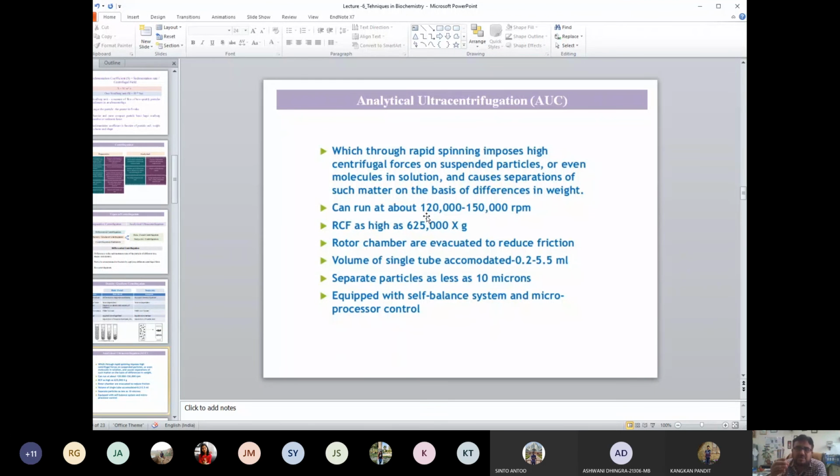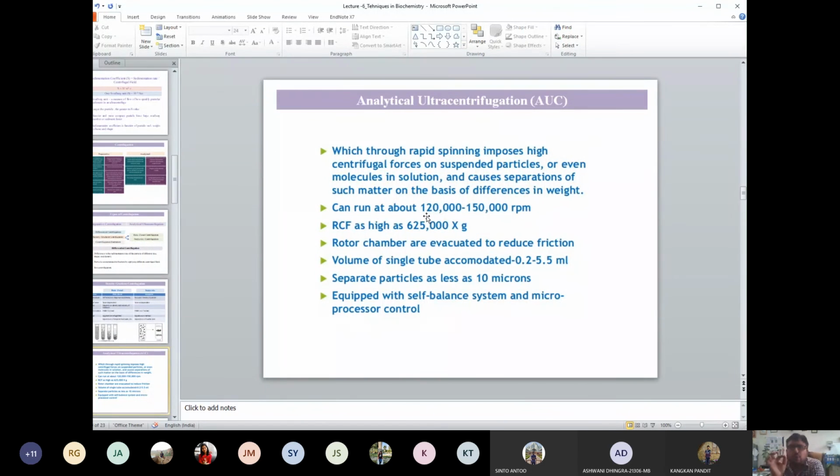It can run at about 1,20,000 to 1,50,000 RPM, and RCF may be more than 6 lakh g. So that much value we can impose using ultracentrifugation. But in order to impose such high RPM or RCF, there are certain prerequisites. As I told earlier, the chamber should be vacuumed. Another is that the rotor which you are going to use should be tensile enough to exert such forces, because this speed is very high.